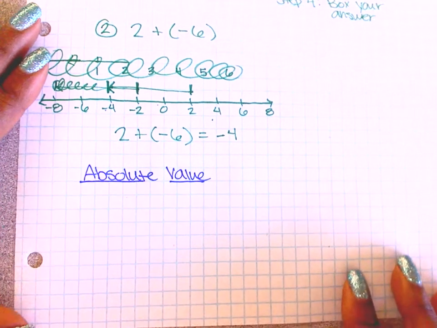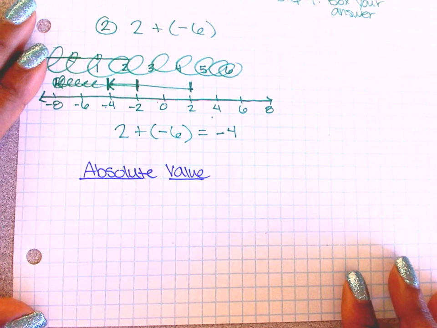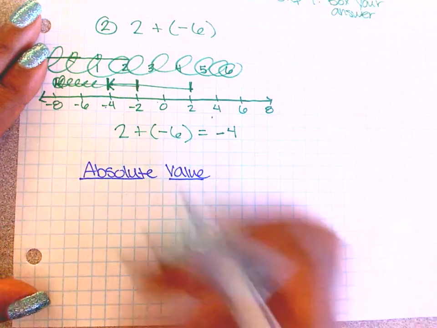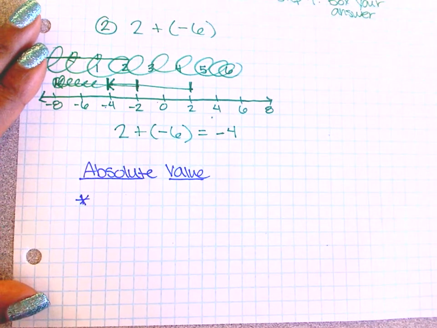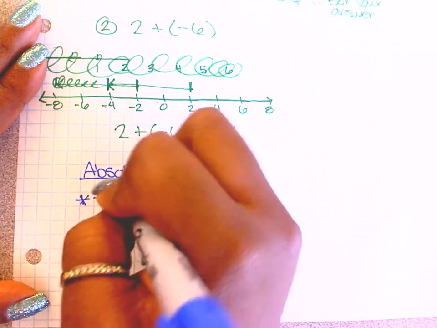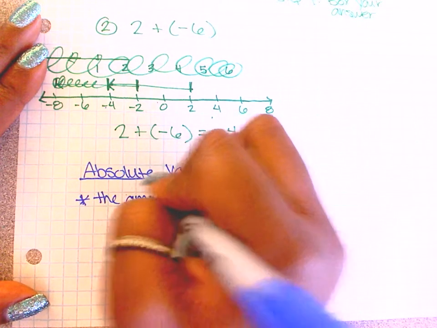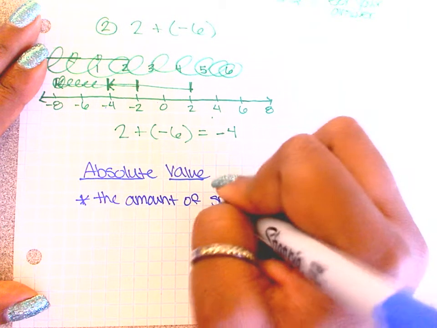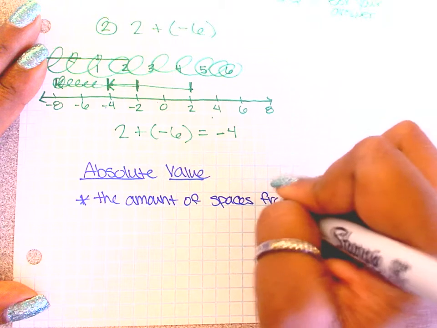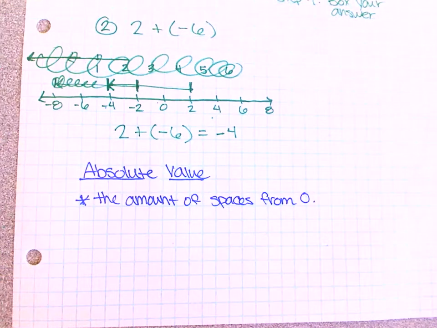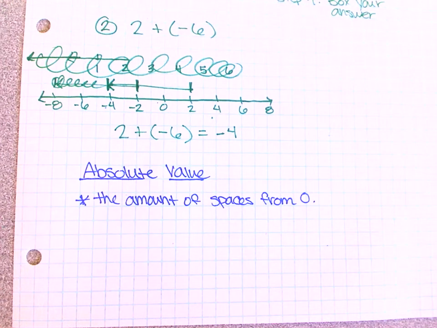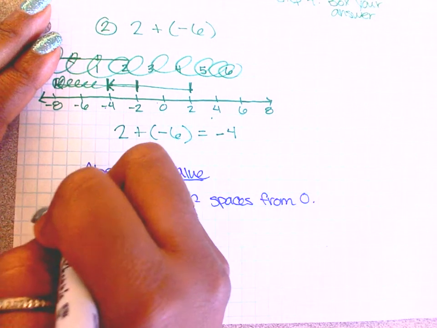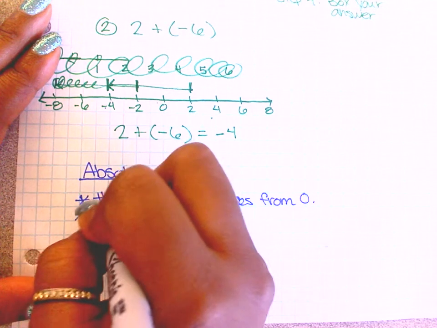Absolute value. And remember, just to give you a little memory, put a little star there. It's the amount of spaces from 0. Put that little reminder there for you. Will absolute value ever be negative? No. Nope. Give yourself that reminder. It's always positive.